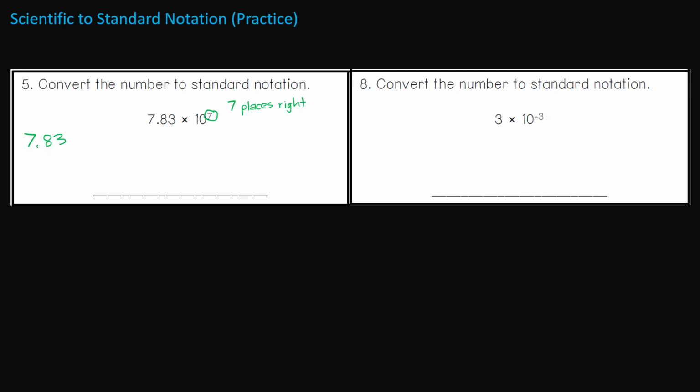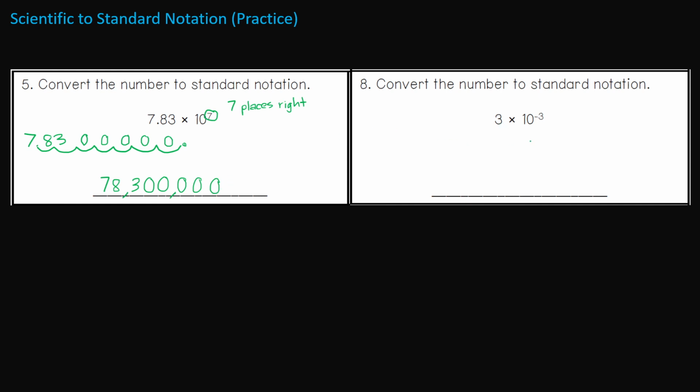So starting from my decimal, moving 1, 2, 3, 4, 5, 6, 7 places. Here's where the decimal will end up. And I'm going to fill in placeholder zeros. Okay, so here's my number, and I'm going to start from the right side. So I've got 5 zeros. All right. So my expanded number, my number in standard notation, is 78,300,000.